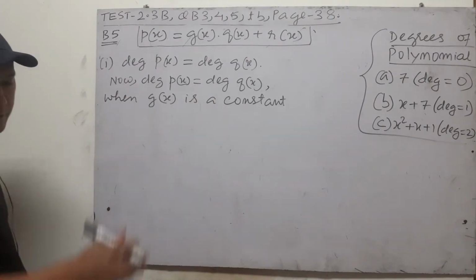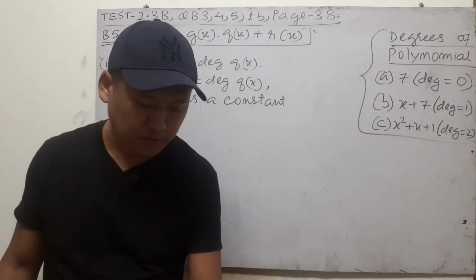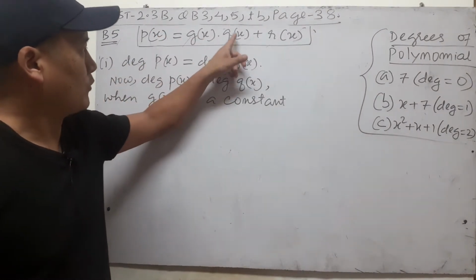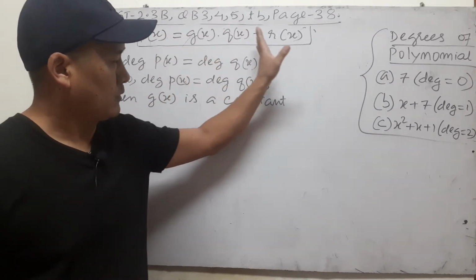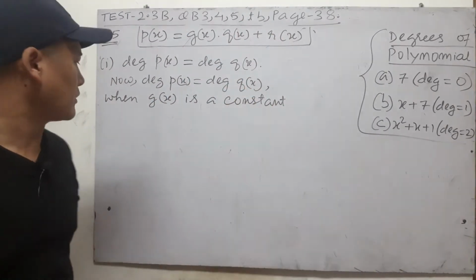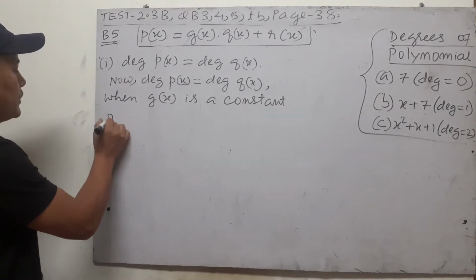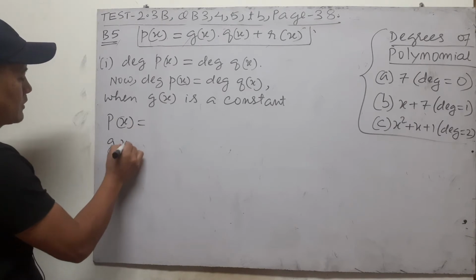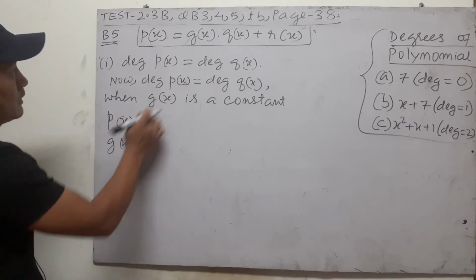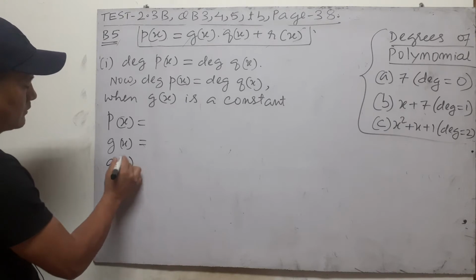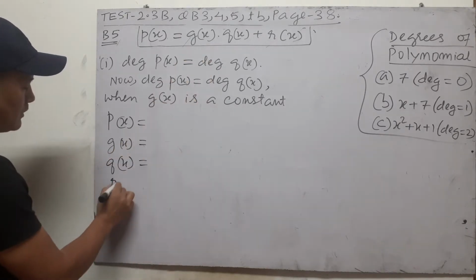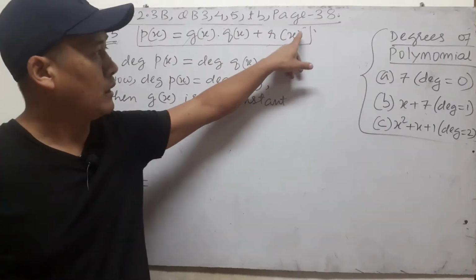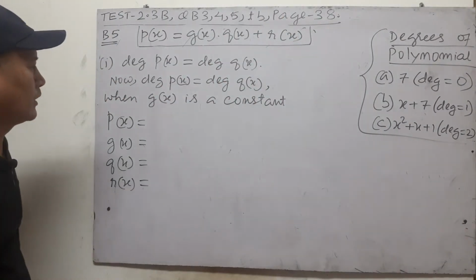Okay, so going back to the question. Give examples of p of x, g of x, q of x, r of x. So we have to give 4 polynomial examples. So just write it down: p of x, then g of x, then q of x, then finally remainder r of x. And we know this is dividend equal to divisor into quotient plus remainder, the division algorithm.